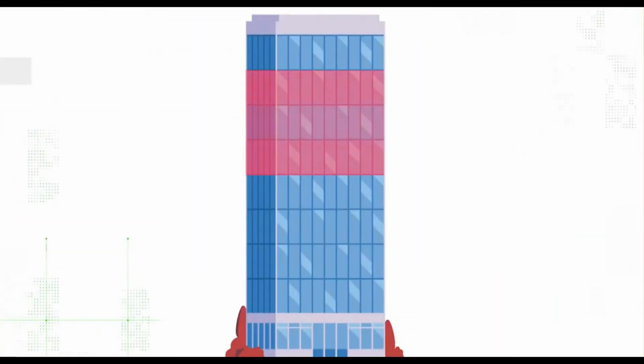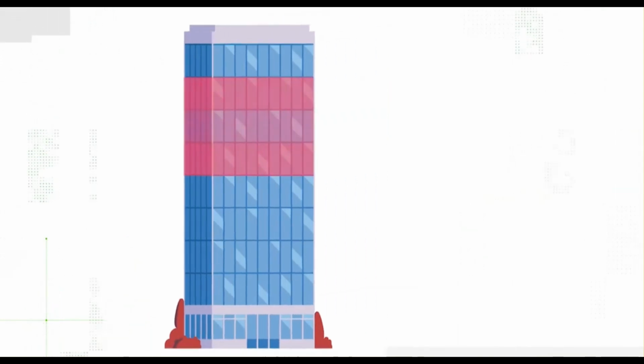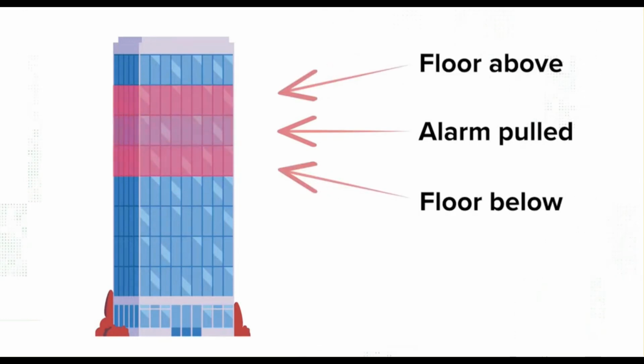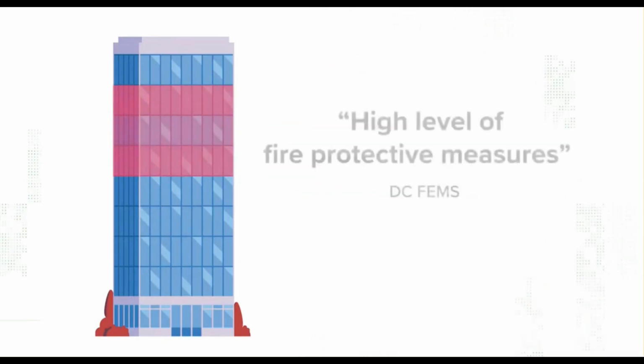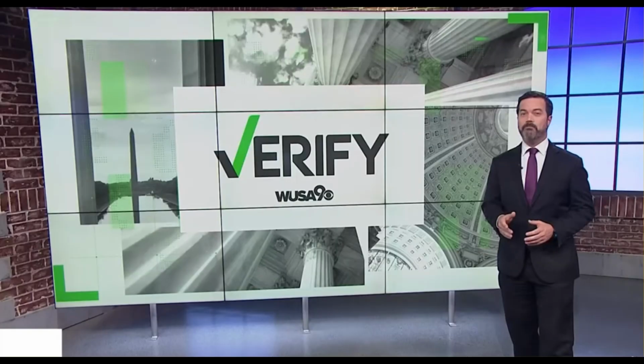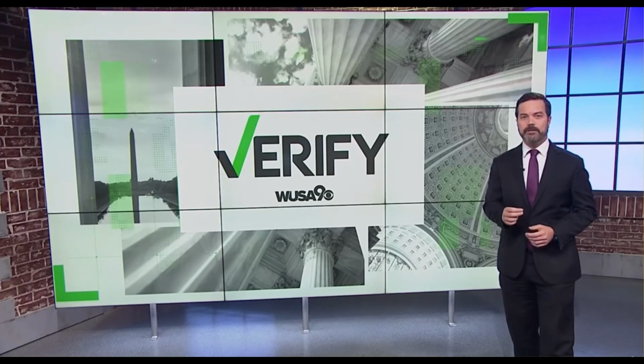Code only requires that 3 floors sound the fire alarm in many high-rise buildings, the floor where the alarm is pulled and the floors directly above and below. Now that rule applies to buildings with a, quote, high level of fire protective measures. Limiting the alarm might seem like a bad idea, but DC Fire says it actually helps keep people safe.